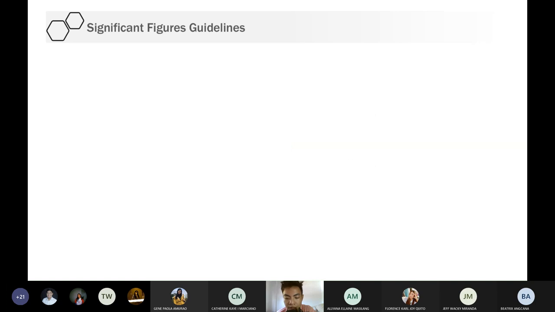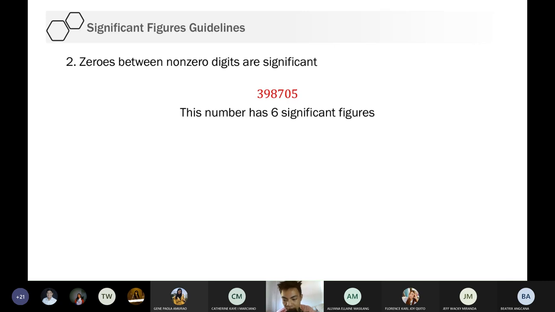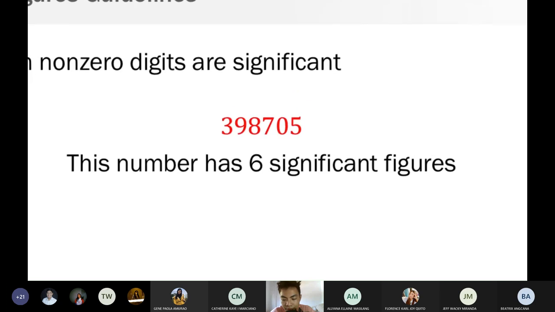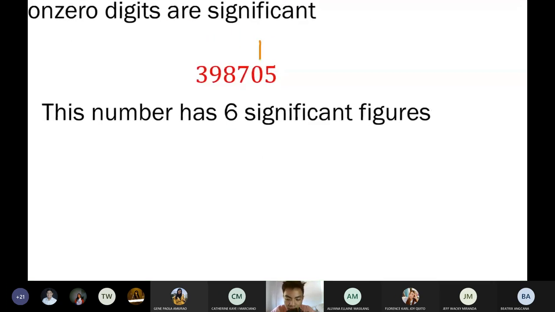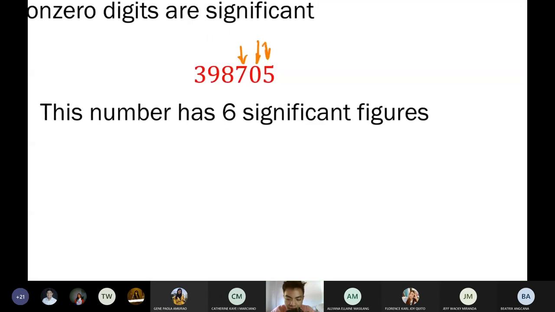Very easy one. Next one, zeros between non-zero digits are significant, okay? So as long as you have zeros in between non-zero digits, they are considered significant. So let's have some few examples. How many sig fig do we have here? So we have 6 sig figs, okay? This 0 in here is in between 7 and 5, okay? So that means this 0 is significant, okay?